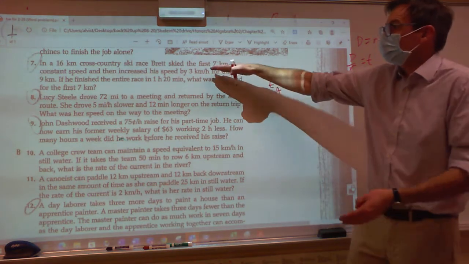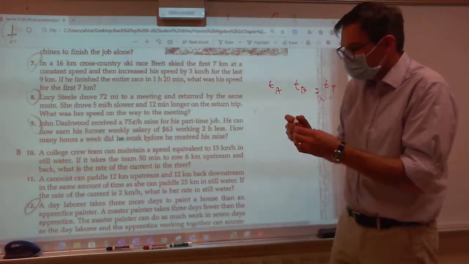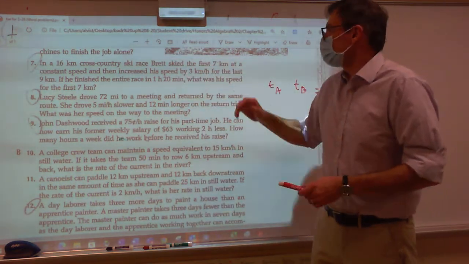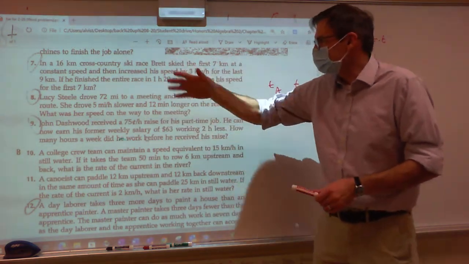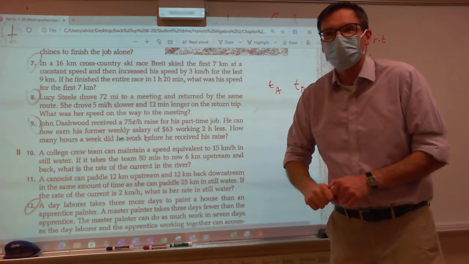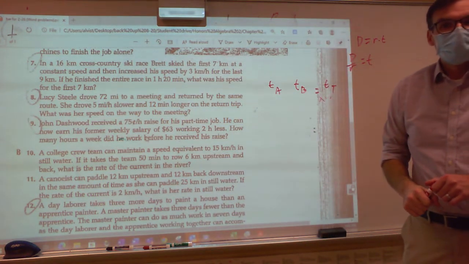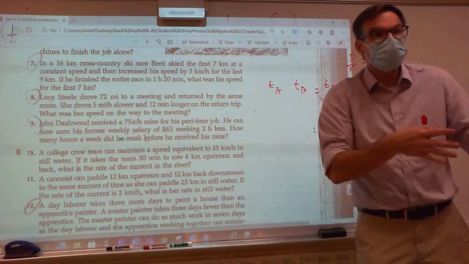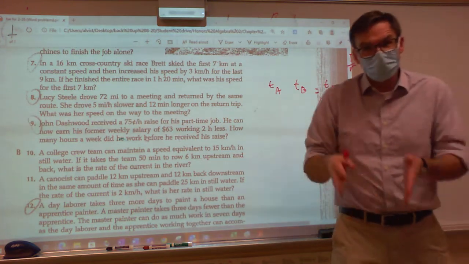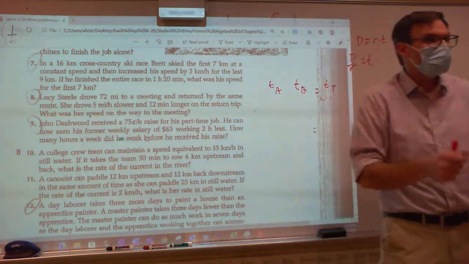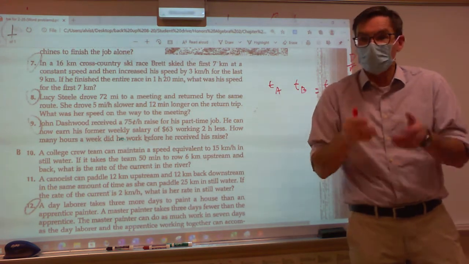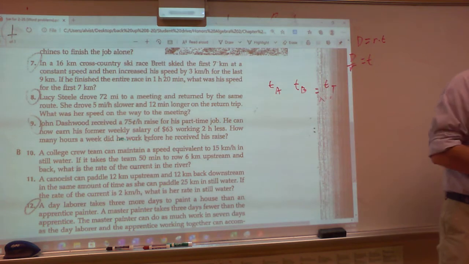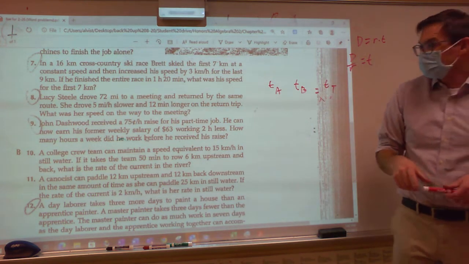If we read this problem, it says in a 16-kilometer cross-country ski race, Brett skied the first 7 kilometers at a speed and then increased the speed by 3 kilometers. And he finished the entire race in 1:20, right? Yes. Do we have a first part and a second part? Yes. Can we talk about the time of the first part, the time of the second part, and the total time? Yes. Right? Total time is 16 over.